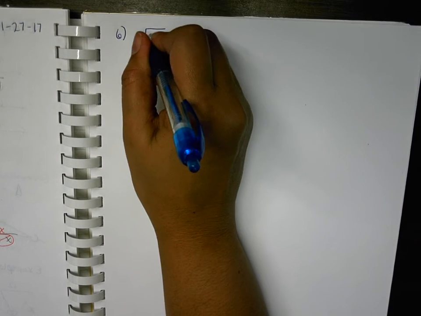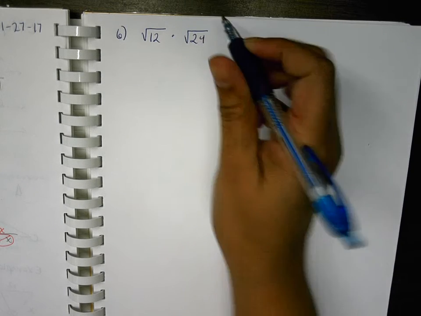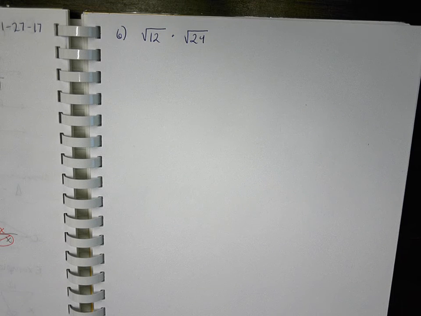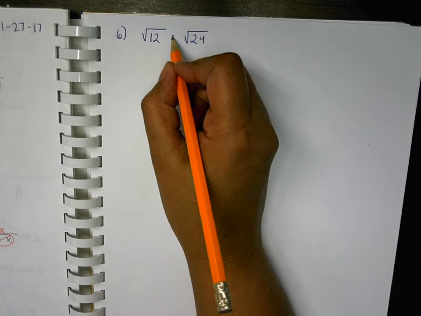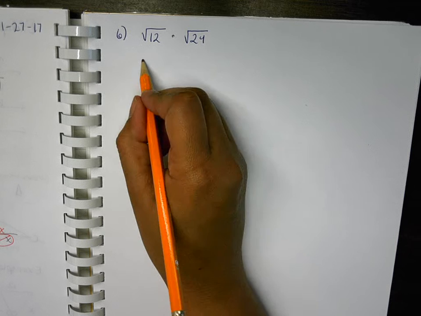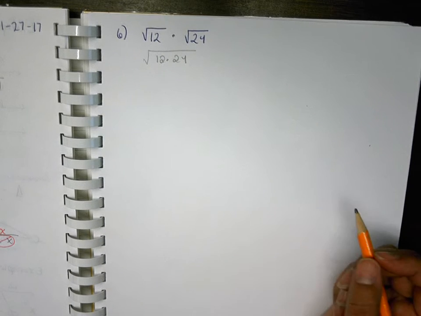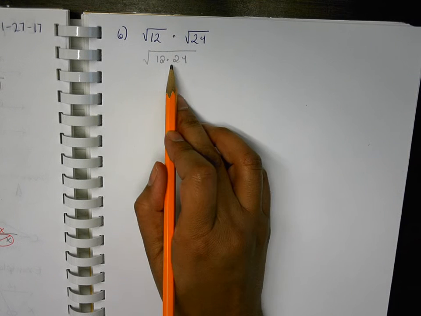Root 12 times root 24. All right, we have our handy dandy calculator, so that's a good thing. Now, radicals and multiplication is allowed. You can rewrite it like this. You cannot do that with addition or subtraction, but you can do it with multiplication and division. You're allowed to write it under one radical.